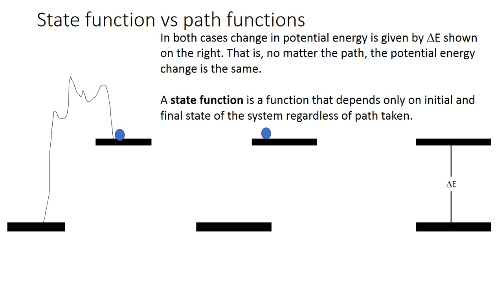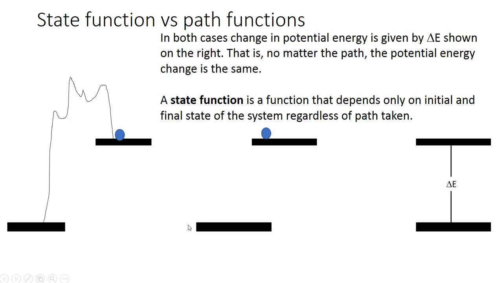So by definition, if we now think about it in terms of potential energy due to position, we see that in both cases, change in potential energy is given by this, just the distance from here to here. That is, no matter the path, the potential energy change is the same. So we can conclude that potential energy is a state function.